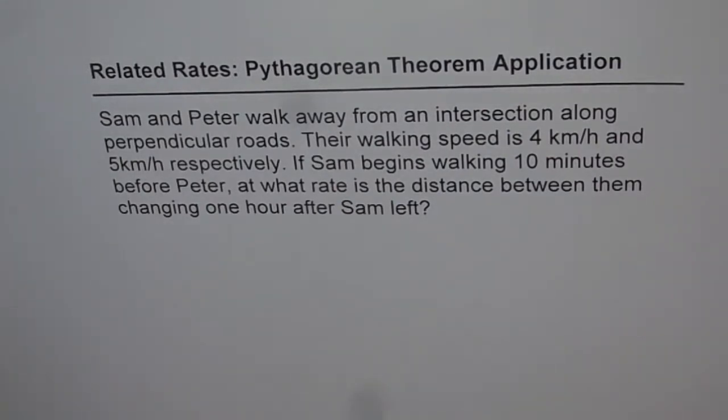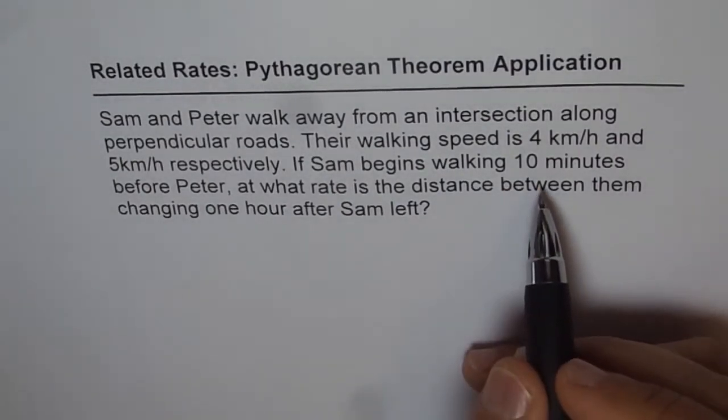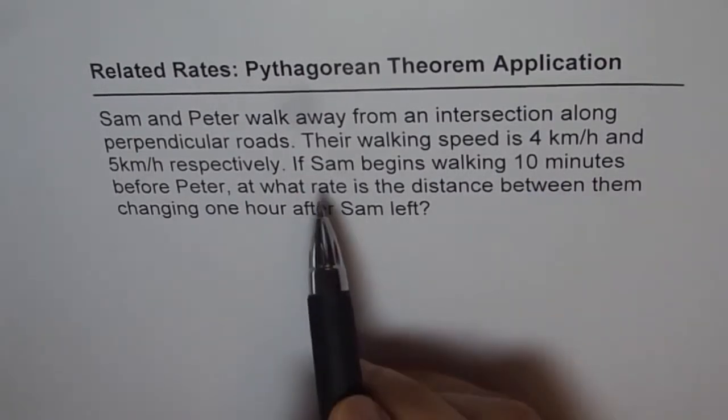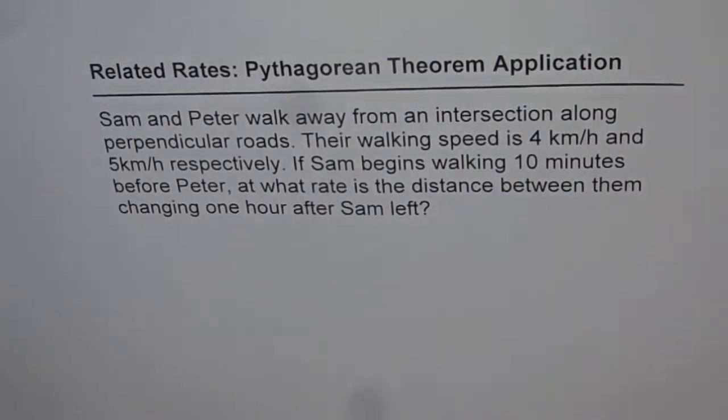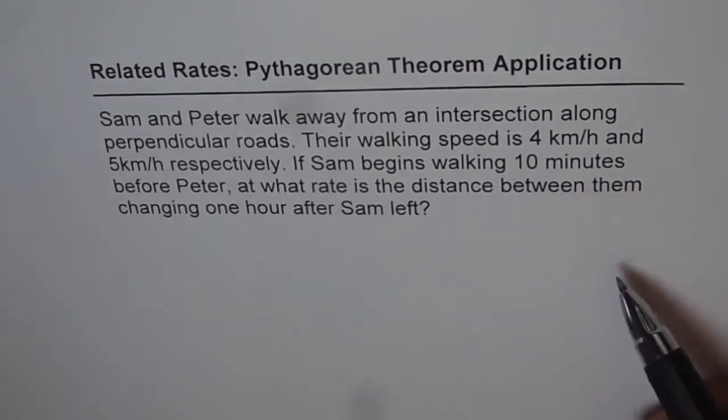The only thing is that they don't start walking away at the same time. Sam begins walking 10 minutes before Peter. So that is a kind of twist. I'd like you to read the problem, make a sketch, define your variables, write down what is given to you, and then find out what is needed to be found. Once you've done this, then listen to my suggestions. You can pause the video now, do your work, and then look into my suggestions.